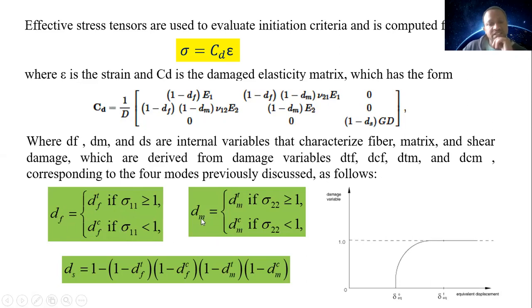In the case of matrix, DM is equal to DM of T if sigma 2 is greater than 1, and DM is equal to DM of C if sigma 2 is less than 1. So the damage variables versus equivalent displacement are plotted in this. At the very beginning, if there is no damage, the damage variables are 0. And when maximum damage occurs, the damage variable is equal to 1. And the shear damage is a combination of the matrix and fiber damage.